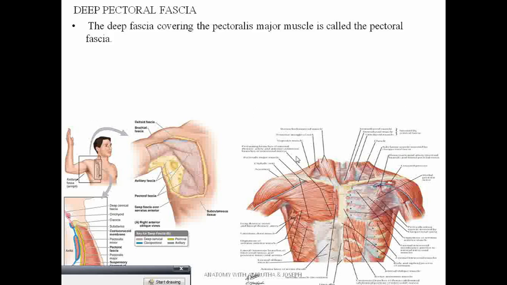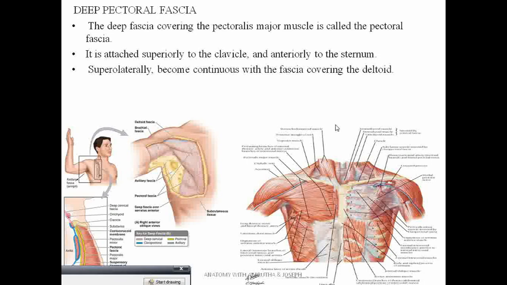Deep fascia covering the pectoralis major muscle is called pectoral fascia, as I explained just now. It is attached superiorly to the clavicle and anteriorly to the sternum. Superolaterally it becomes continuous with the fascia covering deltoid. The muscle which is related to the pectoralis major laterally is deltoid. So the fascia covering the pectoralis major also extends over to the deltoid muscle as deltoid fascia.